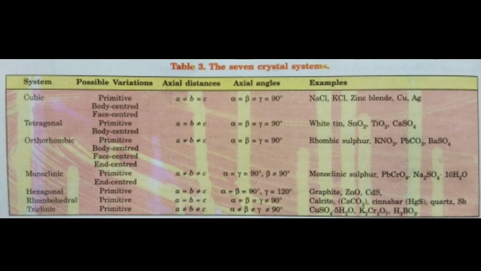Hexagonal examples like graphite, ZnO, CdS. Rhombohedral examples like calcite, that is CaCO3, cinnabar, that is HgS, quartz, Sb. Triclinic examples: CuSO4.5H2O, K2Cr2O7, H3BO3. So these are some of the examples for the different types of crystal system.